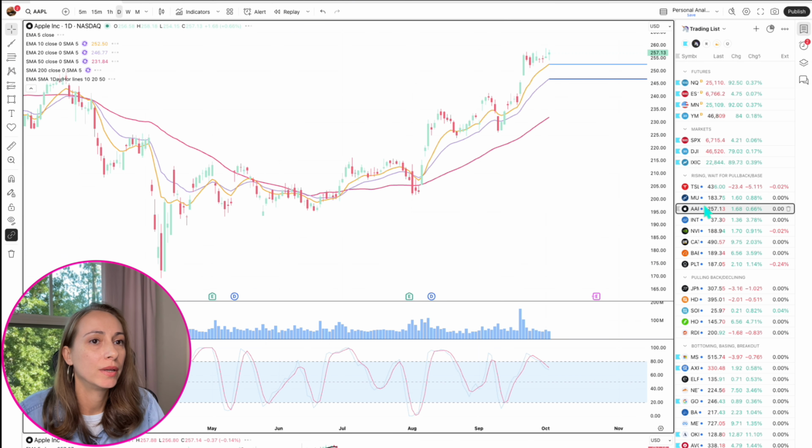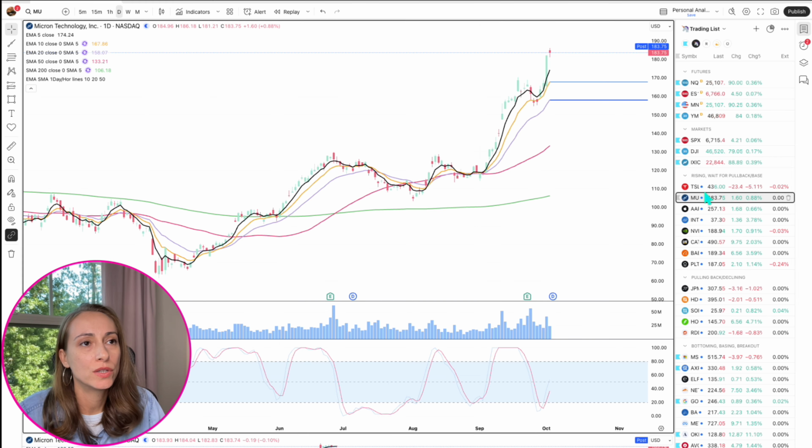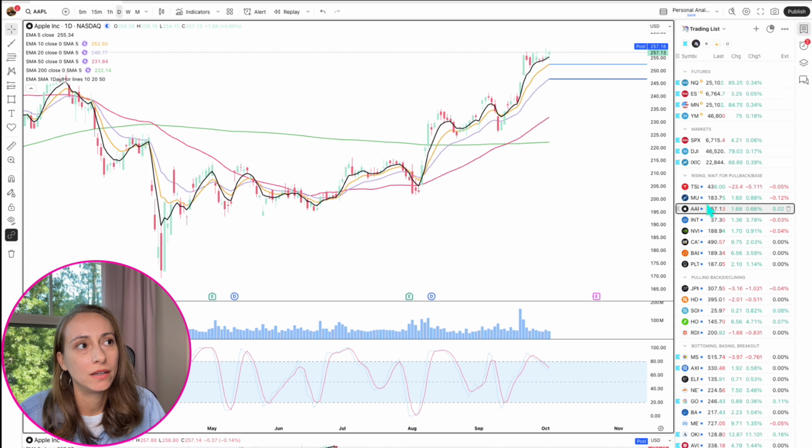And let's see what we have. So rising, so this one, if I wasn't in it, I have to wait. I don't trade when things are so extended like that. Same here.